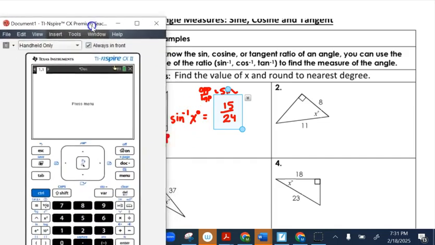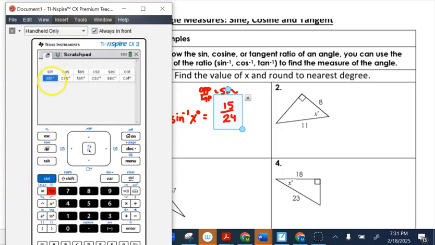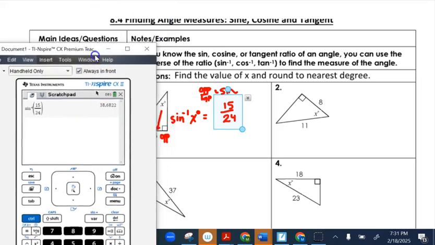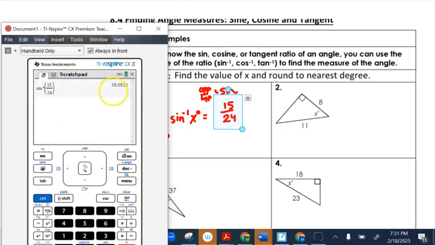Let's go over here to the scratch pad first. Trig function, we're going to say the inverse of sine, so the one that has the -1, then we'll do 15 divided by 24, and it's giving us 38.6. I don't know if it gave us any directions to the nearest degree. The nearest degree in this case, I think, is 39 degrees because we would round up, so let's write 39 degrees.